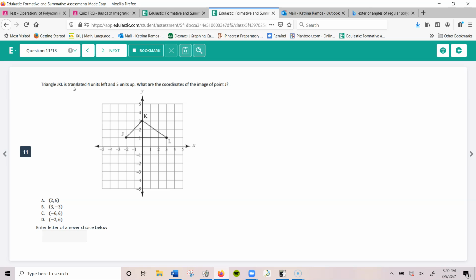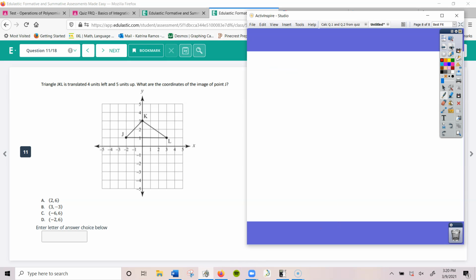Triangle JKL is translated 4 units left and 5 units up. What are the coordinates of the image of the point J? So if J was translated 4 units left and 5 units up, what we can simply do is take J, and you can either just picture it moving along the grid here, or you can write a rule. The coordinate for J is -2, 1.